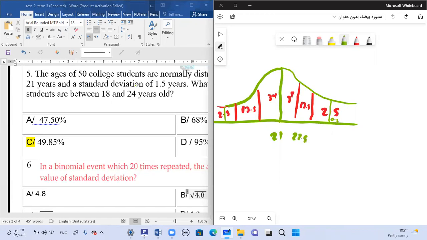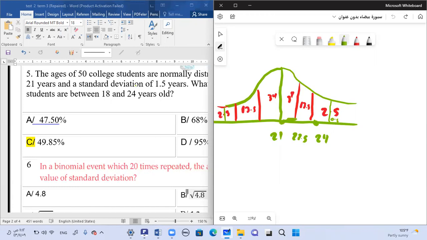22.5 plus 1.5, this will be 24. So I have in here this point. This 21 is 24. Okay? 24.